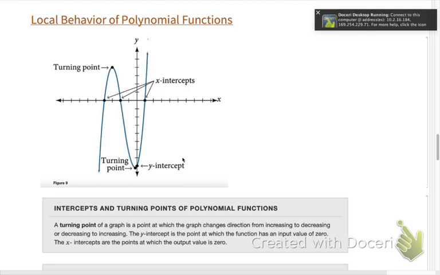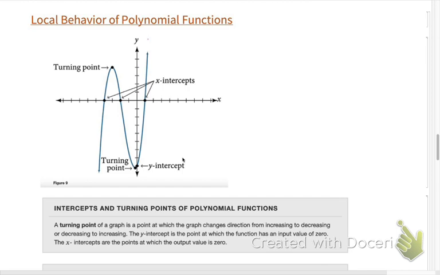In this part of the video, we're going to be talking about the local behavior of polynomial functions, and in the first part of the video, we talked about the end behavior of both power functions and polynomial functions. So now we're going to talk about x and y intercepts and also turning points and how those relate to the degree of a polynomial function.